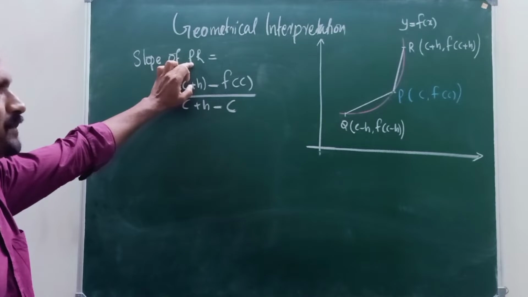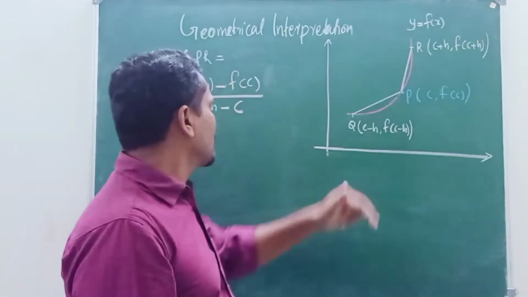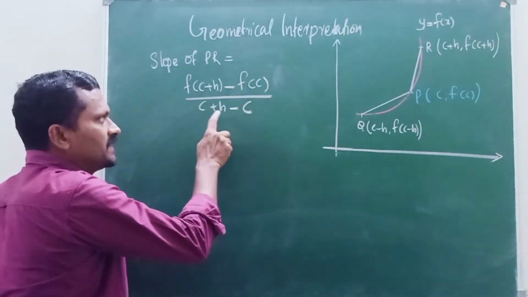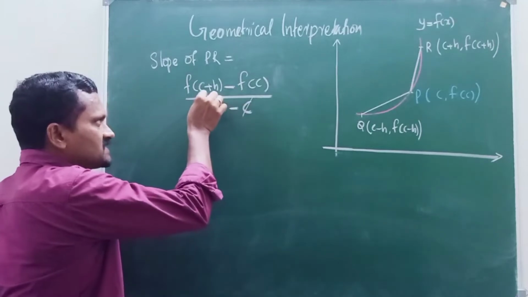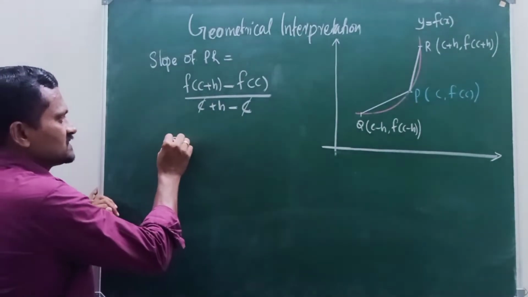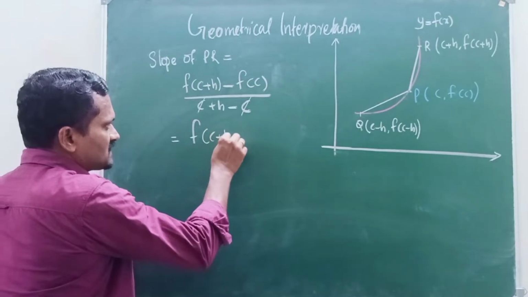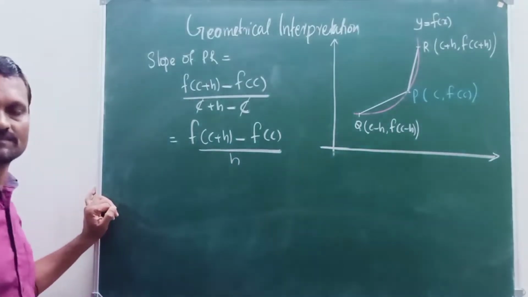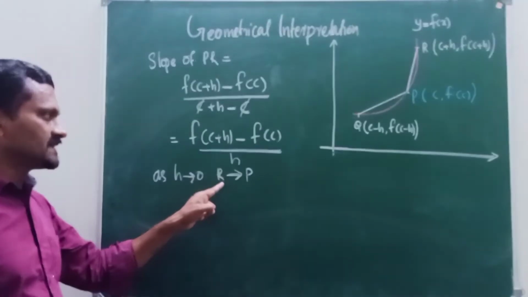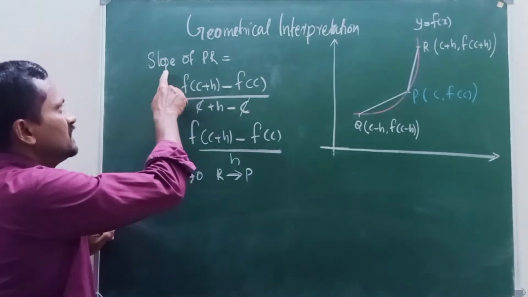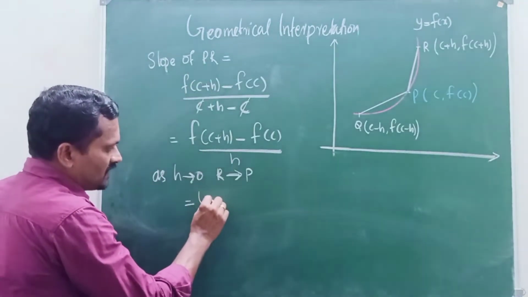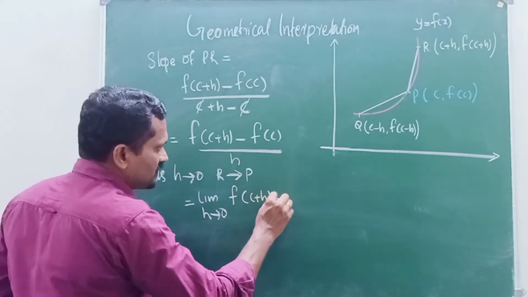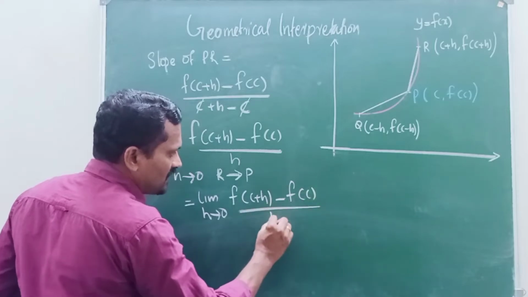Slope of chord PR from the figure is equal to (f(c plus h) minus f(c)) divided by (c plus h minus c), and plus c and minus c get cancelled, which is equal to (f(c plus h) minus f(c)) all divided by h. As h tends to 0, R tends to P, then the slope of PR becomes the limit as h tends to 0 of (f(c plus h) minus f(c)) all divided by h.